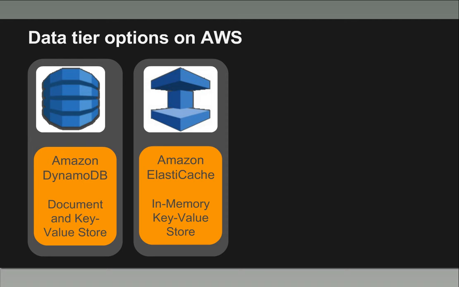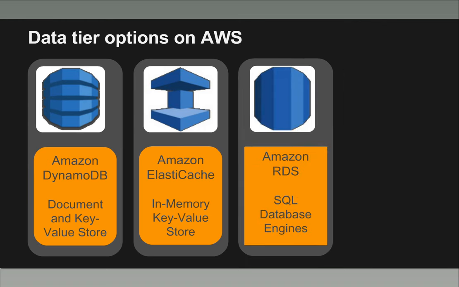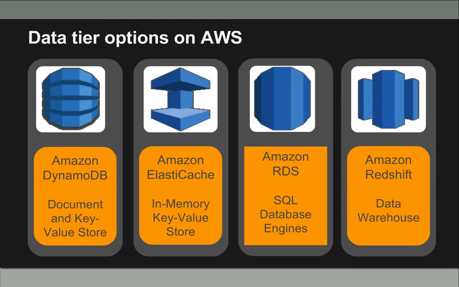Another option is Amazon ElastiCache. Whether you're using Redis cache or Memcached, ElastiCache provides an in-memory key value store option. If you're using a transactional or a relational database, Amazon RDS is a fully managed SQL database engine. Another option is Amazon Redshift. It's a highly scalable petabyte data warehouse. For the purposes of this session, we're going to focus on Amazon DynamoDB, ElastiCache, and RDS.